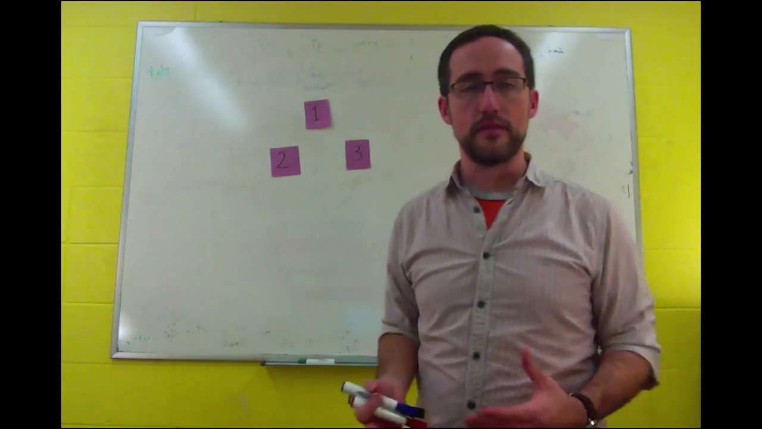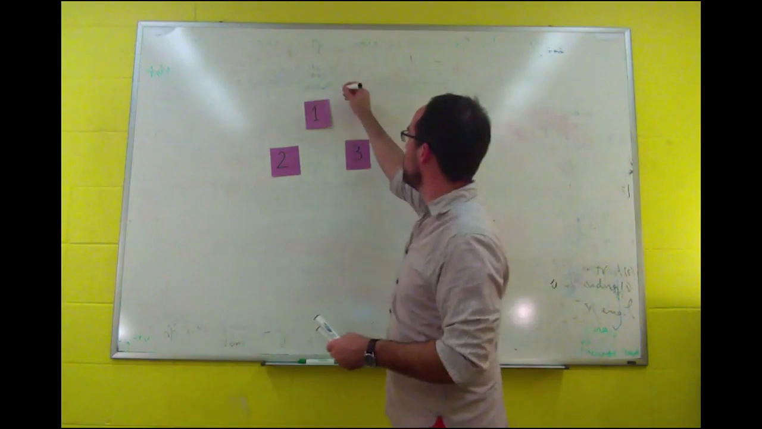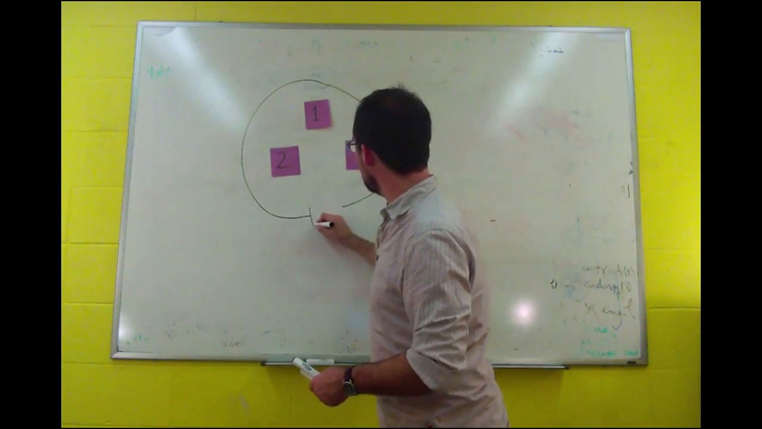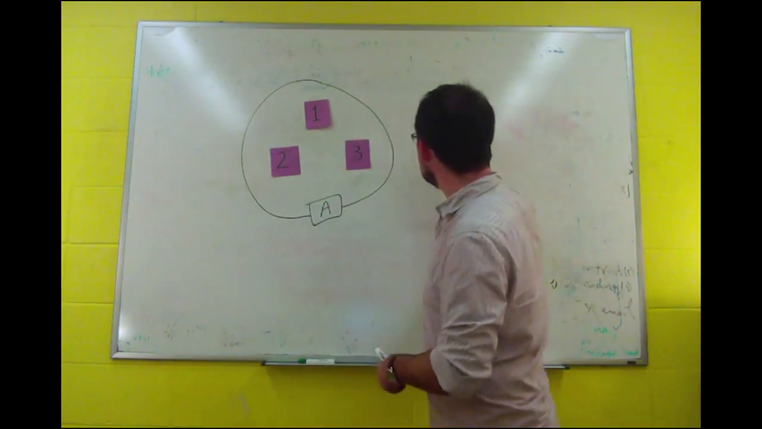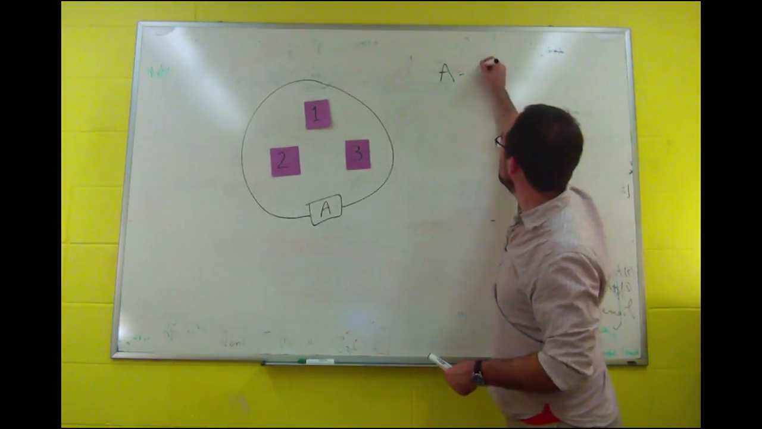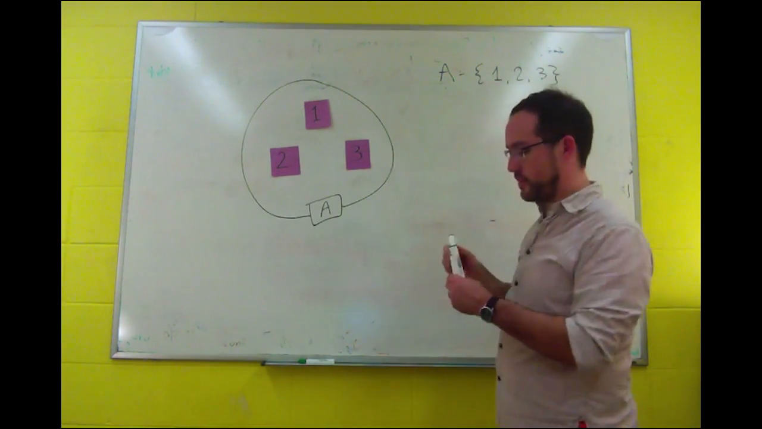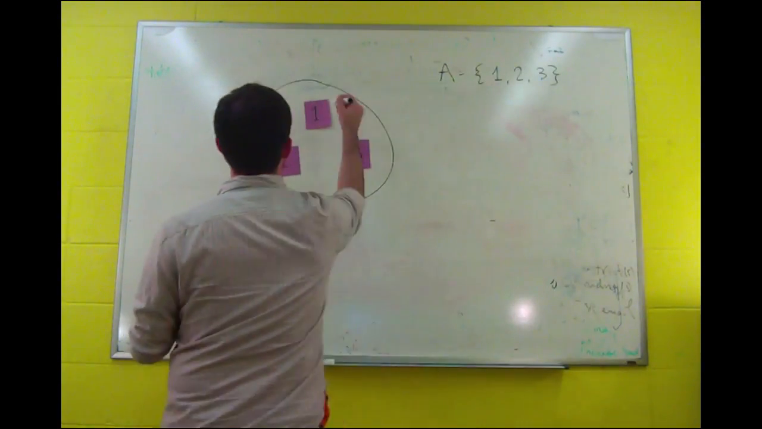So take, for instance, a set like this, 1, 2, 3. We can draw a circle around it and give it a name. We'll call it set A. Now, if A is set 1, 2, 3, it doesn't tell us much. That's just the set. Well, let's draw a second set.